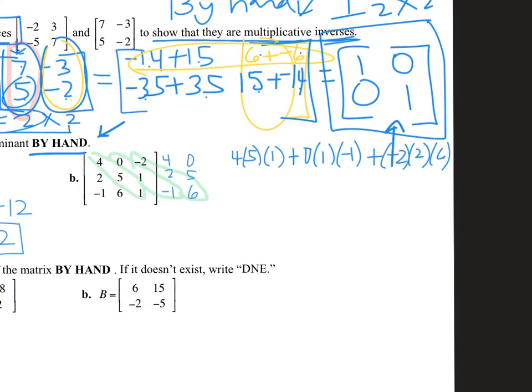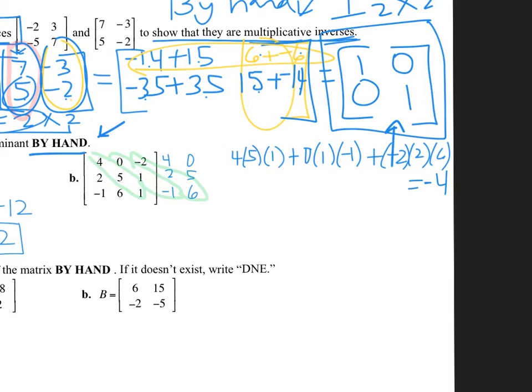Then let's find out what that is. I'm going to use my calculator because I'm terrible at simple arithmetic. 4 times 5 times 1, plus the middle one's 0, don't need to worry about that, plus -2 times 2 times 6, and I get -4. So that is -4.